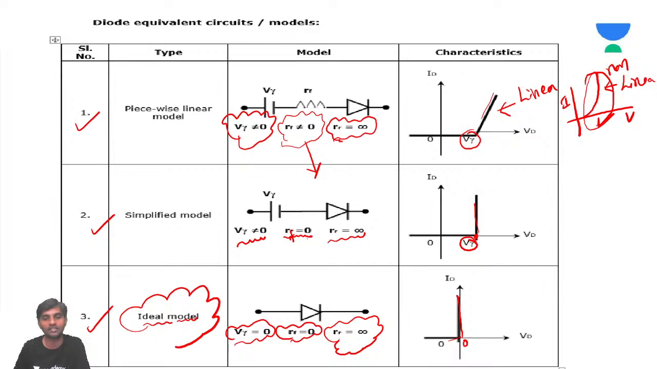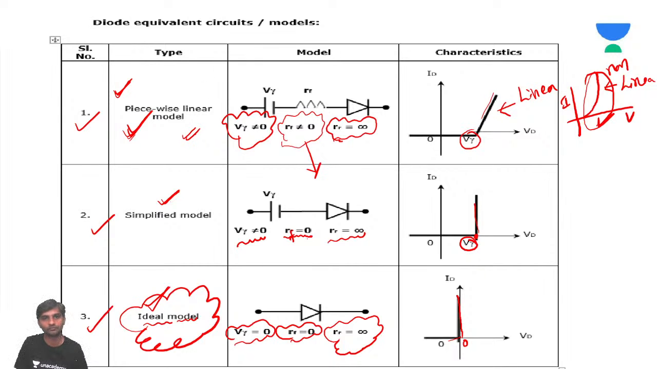So piecewise linear model, simplified model, ideal model. When you want to do practical circuits, always go for the piecewise linear model. If you want accuracy, go for the piecewise linear model. If you're not bothered about accuracy, go for the simplified model. If you just want simplification, go for the ideal model. If you want to do something in the laboratory, always remember you should do it like this.